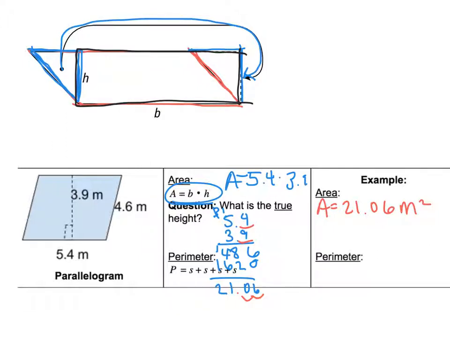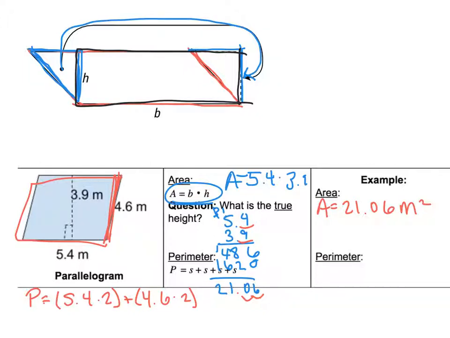So that's going to be 5.4 times 2 plus 4.6 times 2. Notice that here we've switched to using the other side length because this is not a 90-degree angle. So to find the perimeter, which is the distance around the outside, we need to use the actual side length here as opposed to the vertical height.